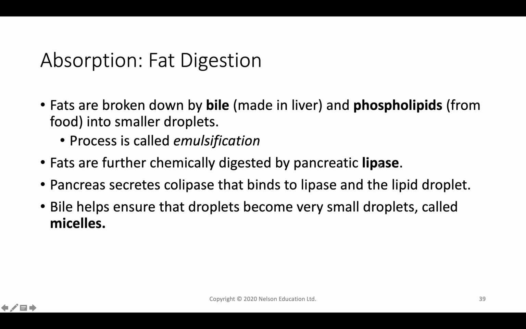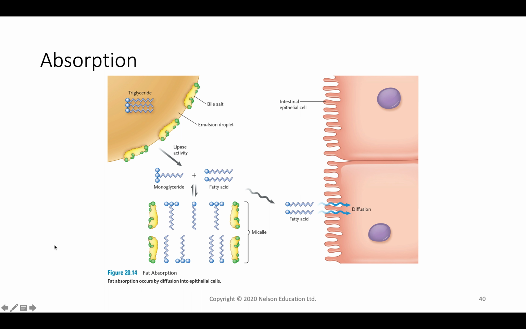Anytime you see -ase, you know enzyme. In this case, -ase following lip- means that it's an enzyme that breaks down lipids. Pancreas is also going to secrete something called colipase that binds to the lipase and to the lipid droplet, and that makes it a smaller and smaller droplet until we finally make something called a micelle, which is very, very tiny. Now, a micelle is going to be able to transport these fats across.